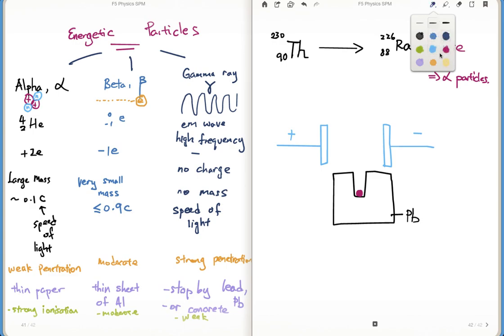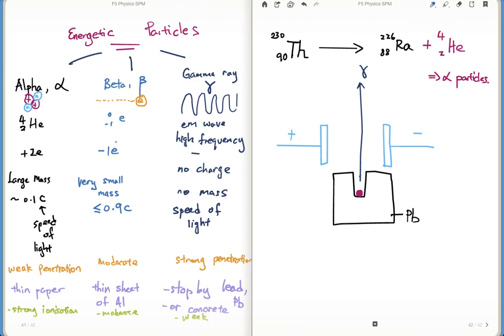So first, gamma ray. Do you think gamma ray will be deflected by positive and negative? No, gamma ray has no charge, no mass. So what happened? Gamma ray would just travel in a straight line. Okay. Instead, what happened to beta?